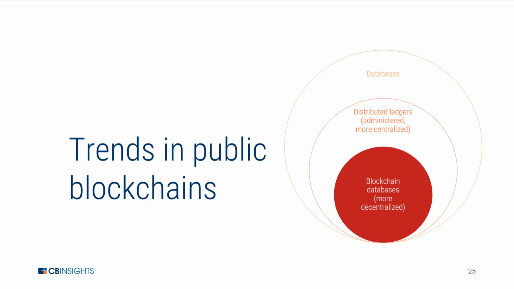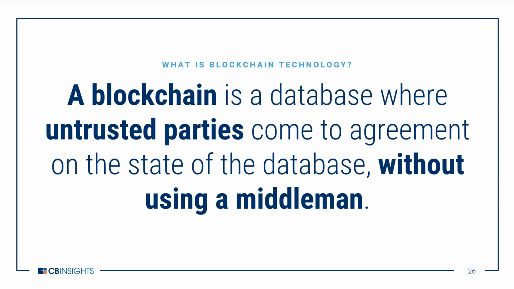So that was a look at what's going on in private blockchains and DLT. What's happening in more decentralized public blockchains? So first, let's define what we mean when we say a decentralized blockchain. A blockchain is a database where untrusted parties come to agreement on the state of the database without using a middleman. And I'm sure we've all heard thousands of different definitions over the past year and change about what a blockchain is.